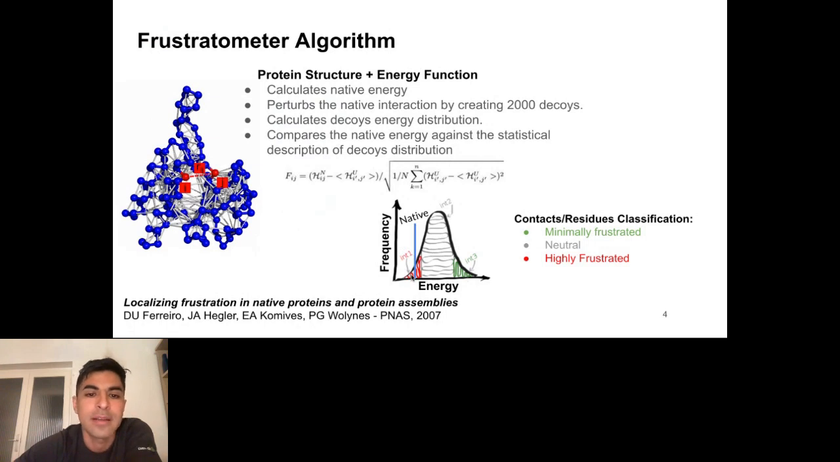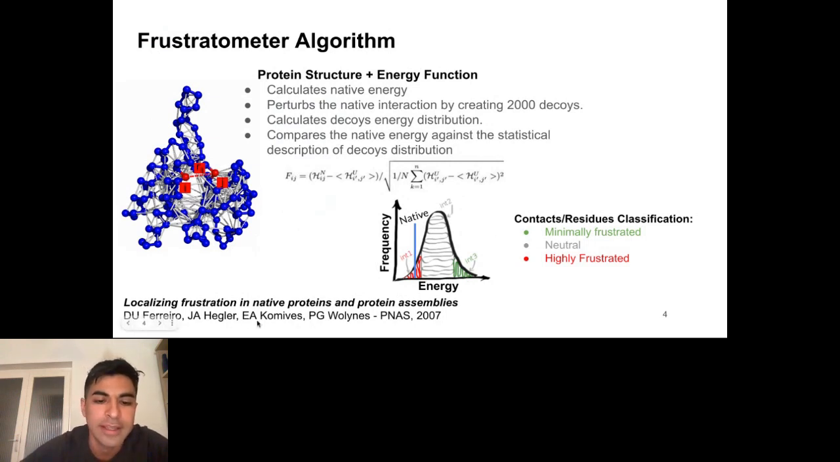So basically, the logic goes like this. If the native energy is way more negative than the mean energy of the random conformations that you can make, it means that your energy was optimized, so it is minimally frustrated. In the other case, it means that most of the distribution will have a better energy, and in that case, it means that your native energy is not optimized and therefore is highly frustrated. It doesn't really matter much.